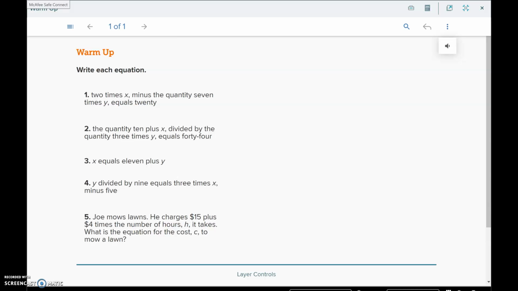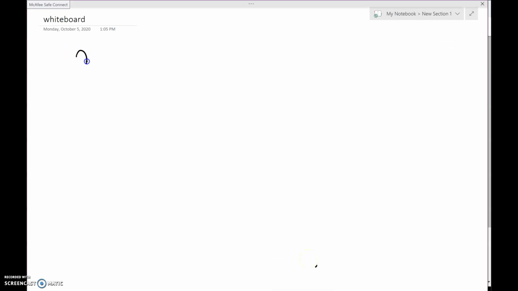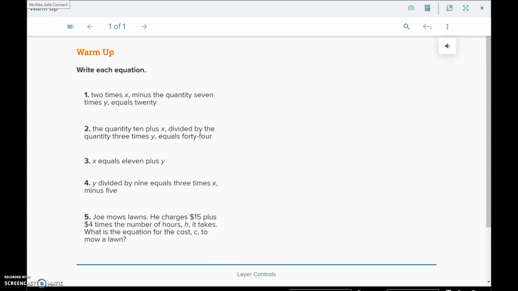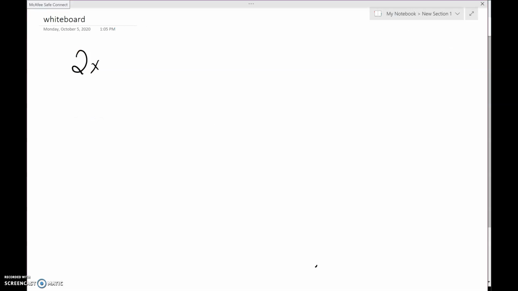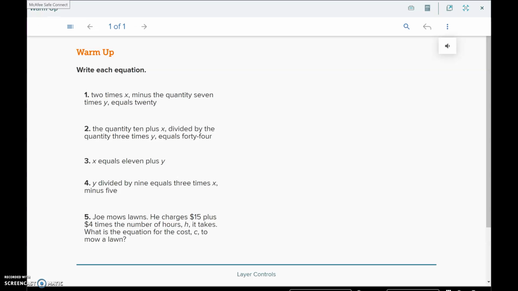All right, so number 1, 2 times x minus the quantity 7 times y equals 20. That looks really confusing. When I'm writing variables in my equations, I can just put them right next to my number. So we have 2x minus 7y equals 20. That's number 1. When it says the quantity of, sometimes I need parentheses, but when I'm doing multiplication next to division, I don't need it.